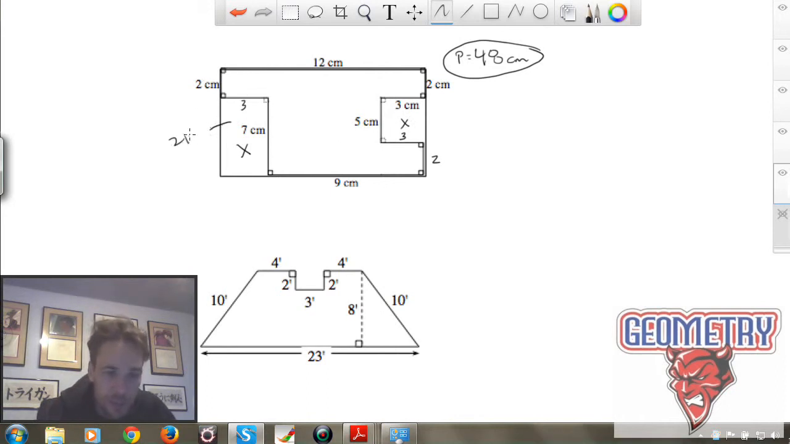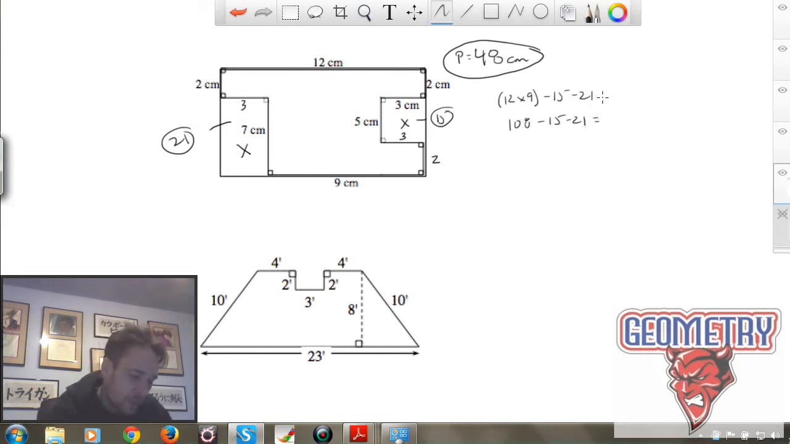This portion has an area of 21, and this portion has an area of 15. The entire area is 12 by 9. So we have 12 by 9 minus 15 minus 21. Well, 12 times 9 is 108. So 108 minus 15 minus 21 leaves us with an area of 72 square centimeters.